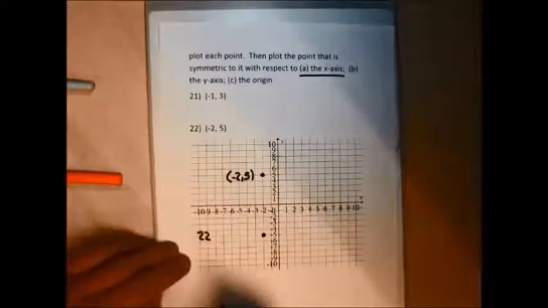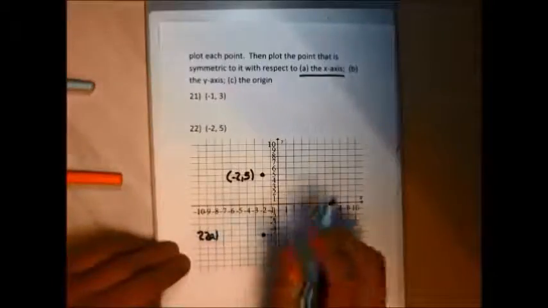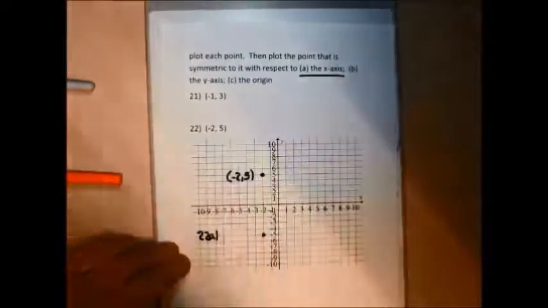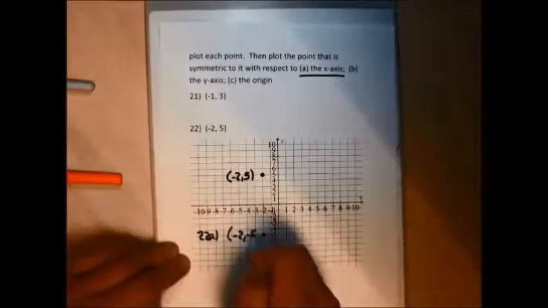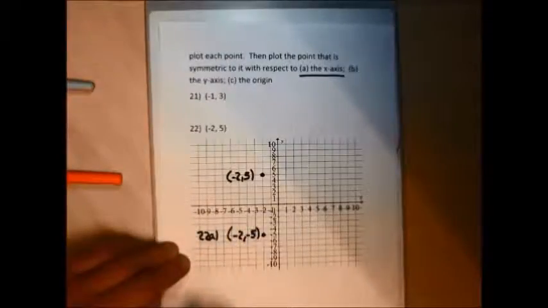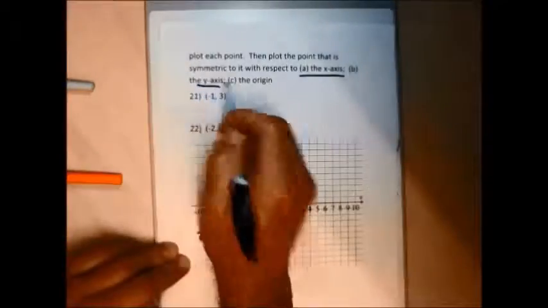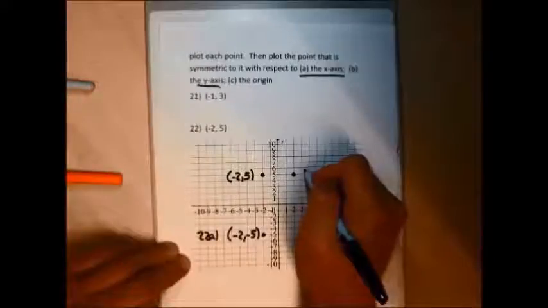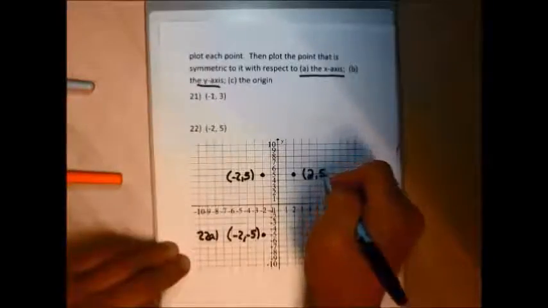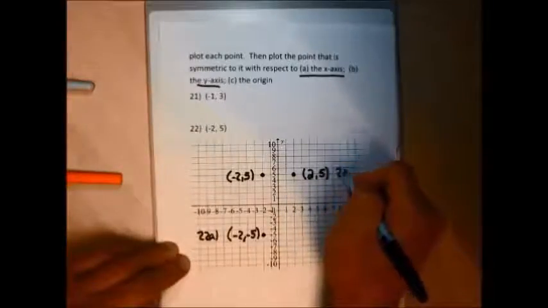Anyways, for 22a, the point that's symmetric to the point negative 2, 5 with respect to the x-axis, I change the sign of the y and I get the point negative 2, negative 5. For part B, the point that's symmetric across the y-axis, I change the sign of the x and I get the point positive 2, positive 5. So that's the answer for 22b.